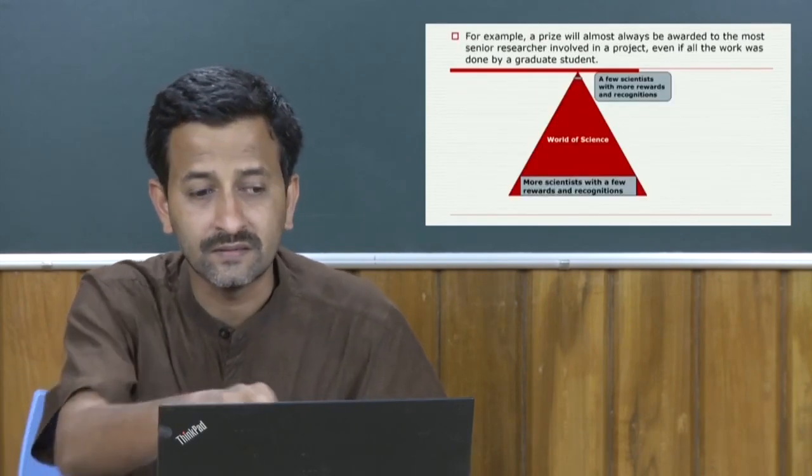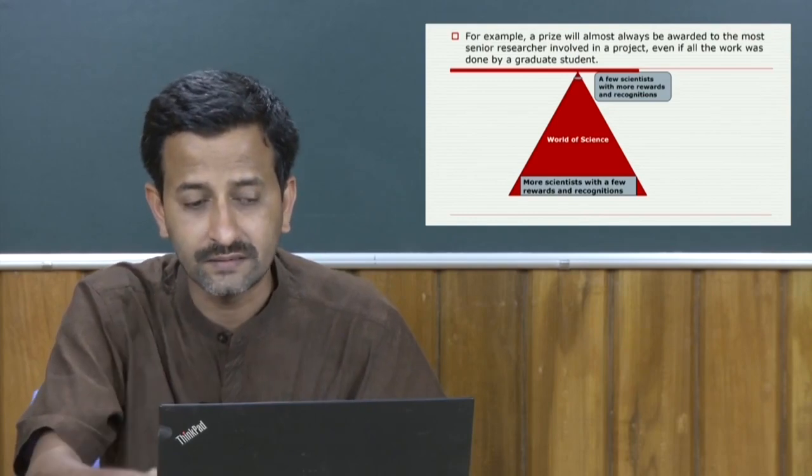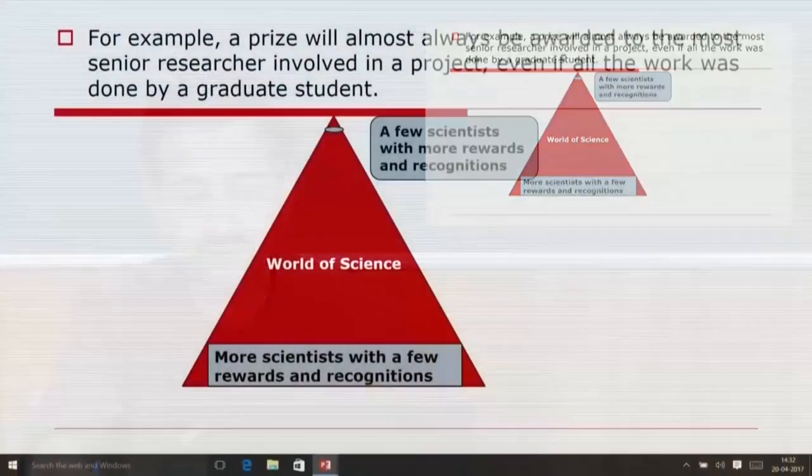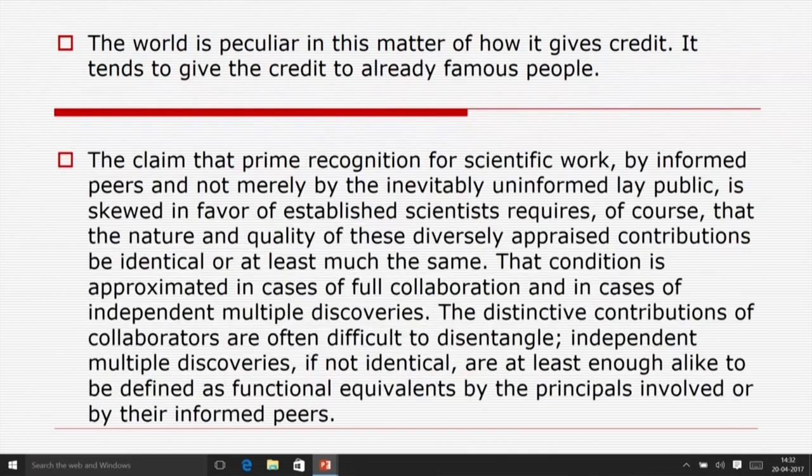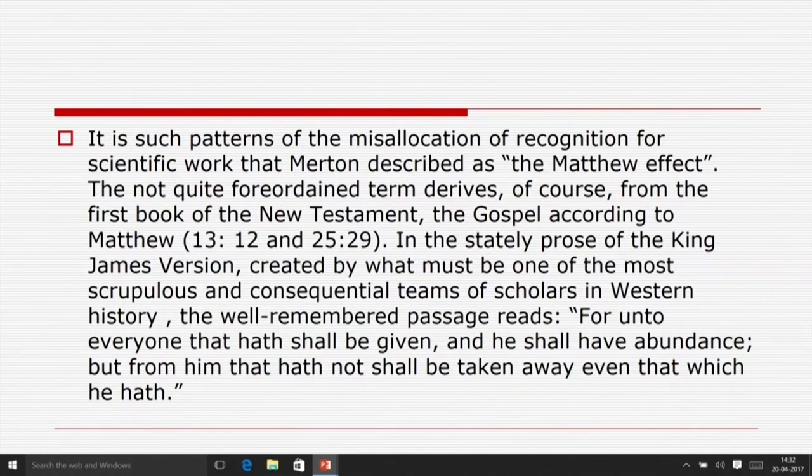Now, if you look at this, such misallocation of rewards, misallocation of recognition that we have seen in this slide in the world of science, where more scientists are endowed with very few rewards and recognitions, and very few scientists with more rewards, recognitions, and accolades, we find that it is such patterns of misallocation of recognition for scientific work that Merton described as the Matthew effect.